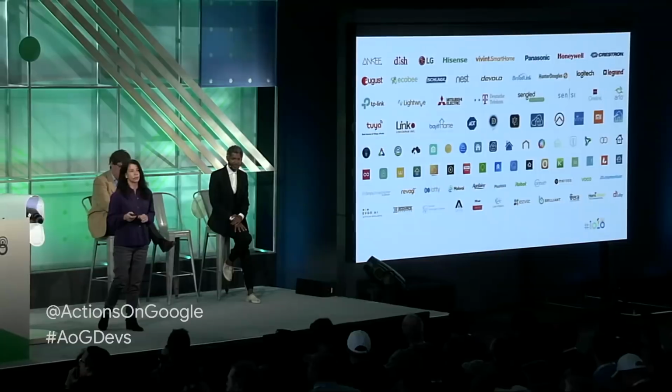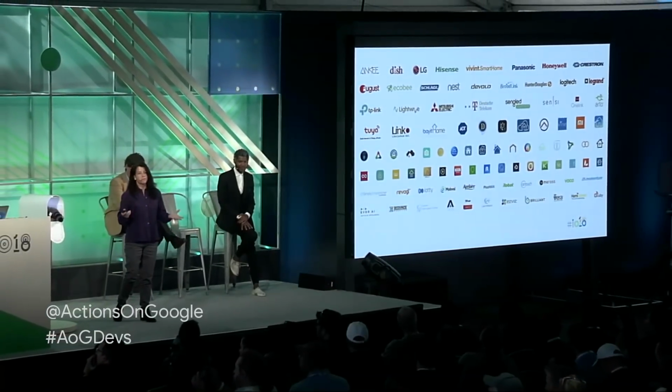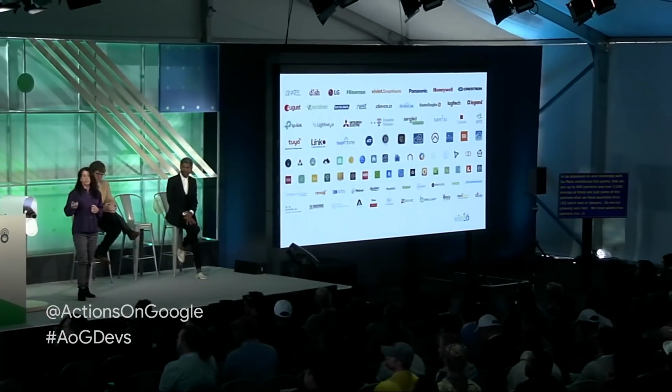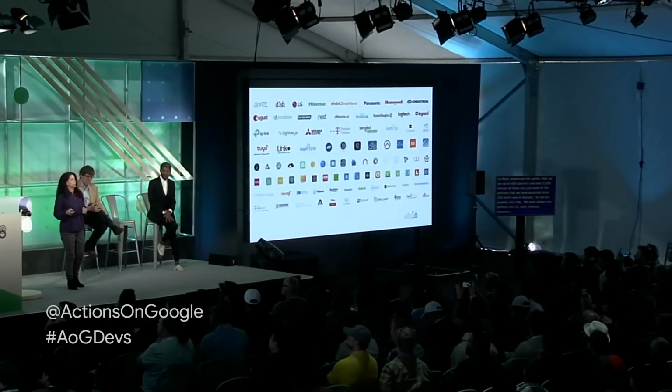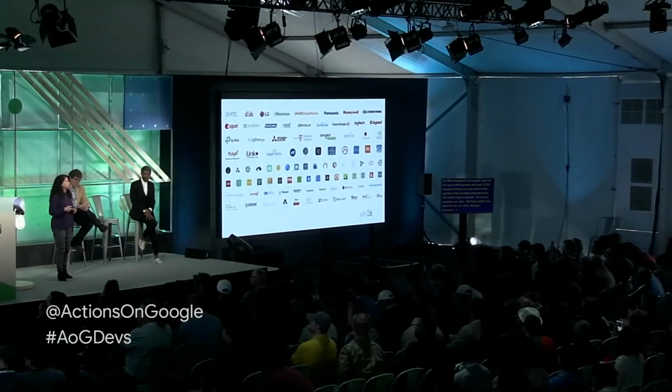So Mark mentioned this earlier, that we're up to 400 partners and over 5,000 devices. These are just some of the partners that we've launched since CES, which was in January. So we're growing very fast. We've added new partners like LG, Dish, Hisense, Vivint, Xiaomi, Panasonic. A huge variety of partners have been coming on with really interesting integrations. So if you're thinking about getting started in smart home, please come talk to us.